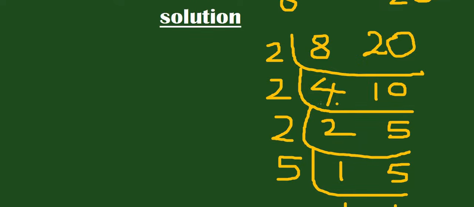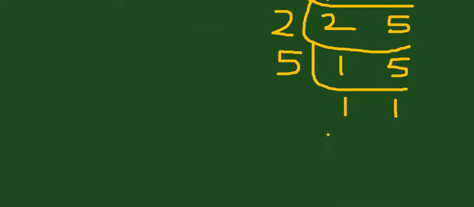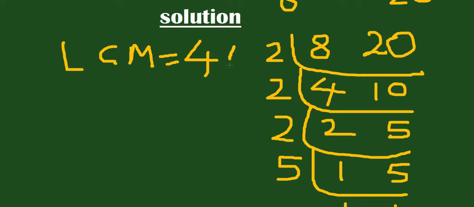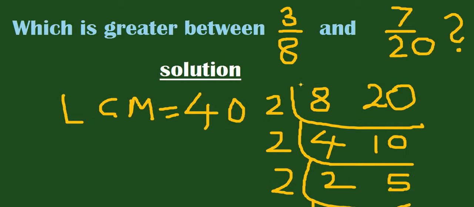Now here it is easy for us to find the LCM, where we can multiply 2 times 2 to get 4, times 2, we get 8. 8 times 5 is 40. So we find that our LCM is 40. So our LCM here is 40. Then we are going to multiply all the fractions by the LCM.